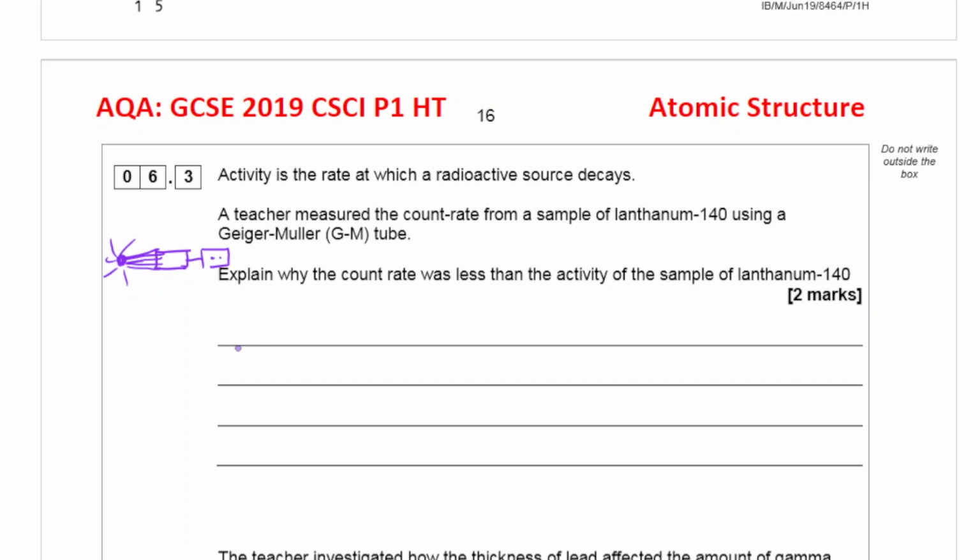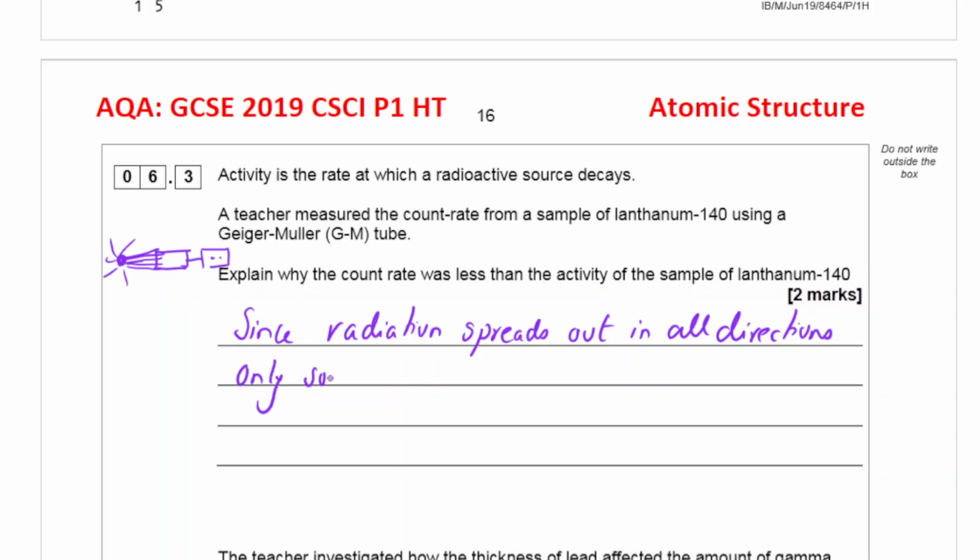So since radiation spreads out in all directions, only some of the radiation goes into the GM tube.